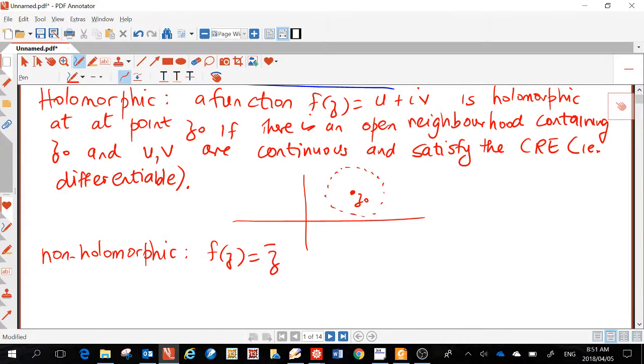One of them is z bar. That one is not differentiable. You remember? x minus iy. And mod z. That's not differentiable. You can quickly check the Cauchy-Riemann equations and figure it out. Remember, this is x minus iy. The ux is 1, vy is minus 1. Plus 1, the other is minus 1. Cauchy-Riemann equations fail. So this is not holomorphic, it's not differentiable.